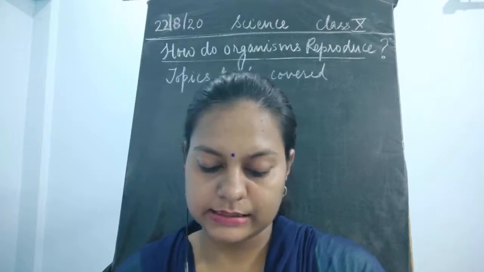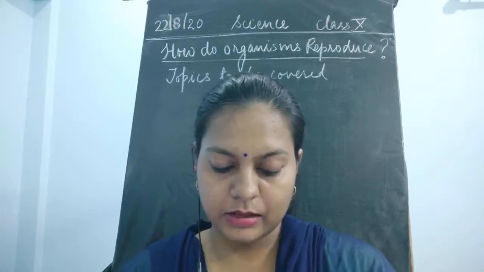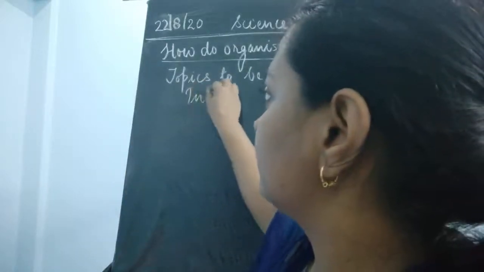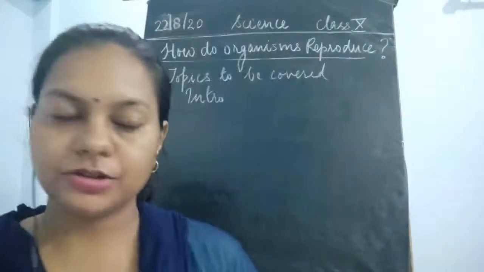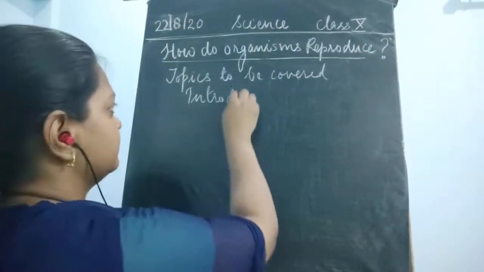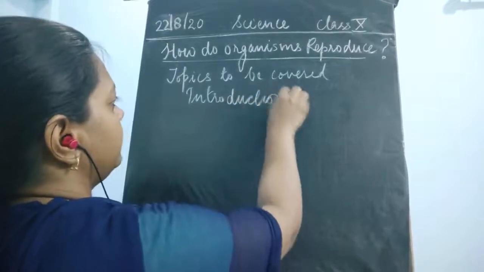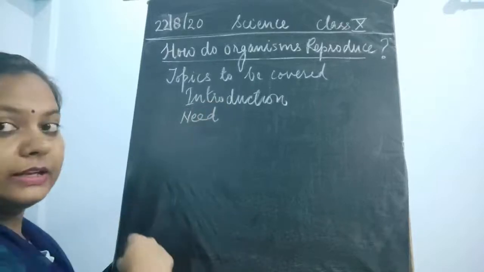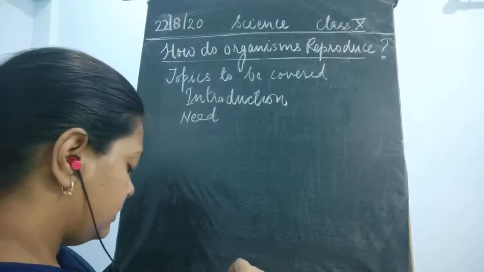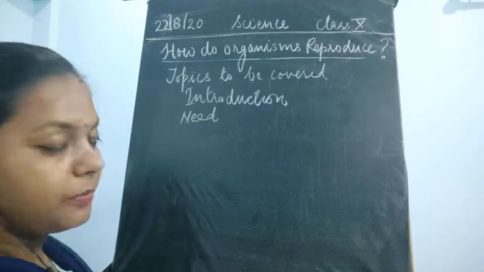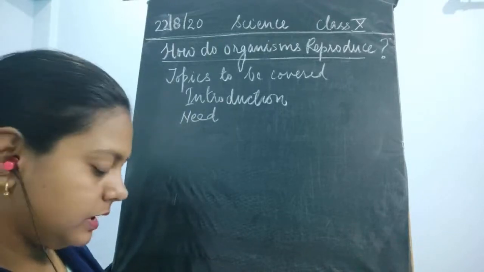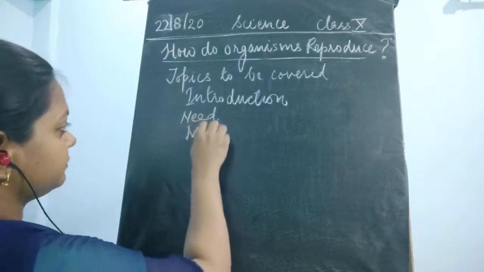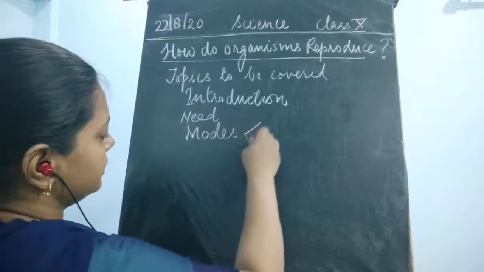So the topics which are to be covered in this lesson are, first I am going to introduce you to this lesson, then after that the introduction to this chapter, and then we will study about the need of reproduction. Then finally we will study about how the exact copy of the living organisms is being formed. Then after that we will study about the modes of reproduction, in which we have to study two modes of reproduction.